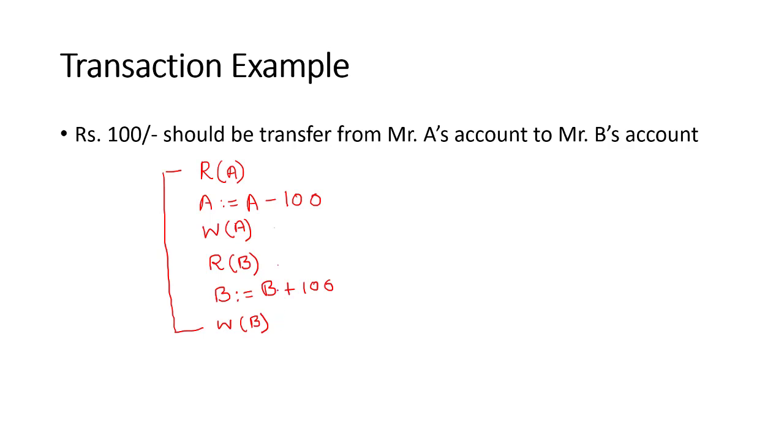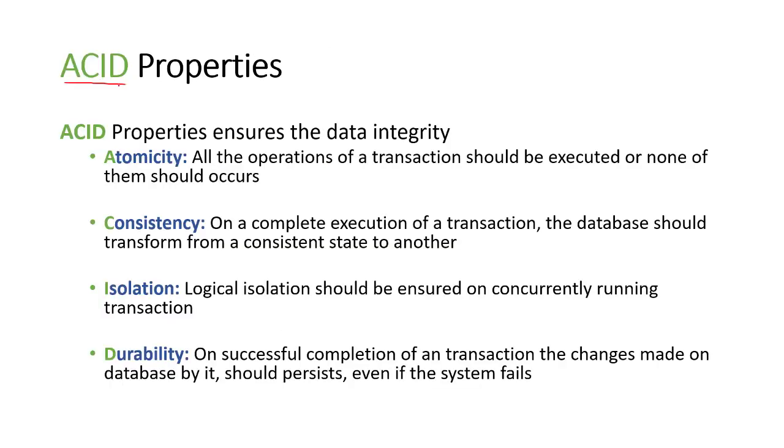Now, if this is a transaction and we need to maintain integrity in a transaction, then we need to satisfy the ACID properties. ACID stands for atomicity, consistency, isolation, and durability. So let us discuss what atomicity is. Atomicity says that all the operations in a transaction should be executed or none of them should occur.